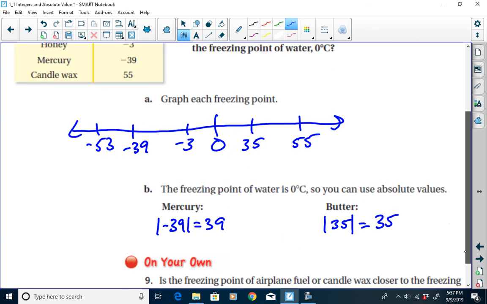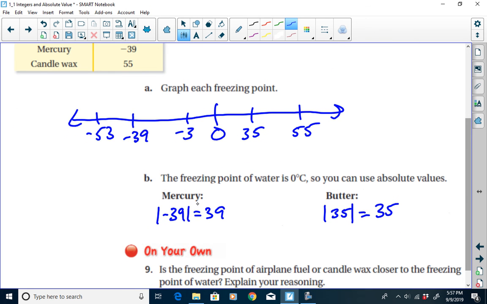If we're using the absolute values to compare, mercury is 39 units from 0, because the absolute value of a number is the integer's distance from 0. The absolute value of 35 is 35 units from 0. So which one of these is closer? Butter would be closer to 0.